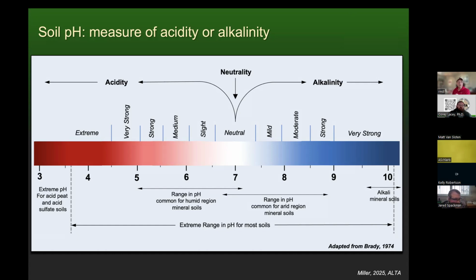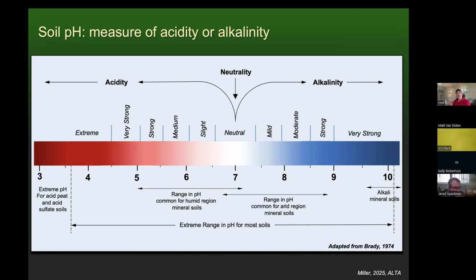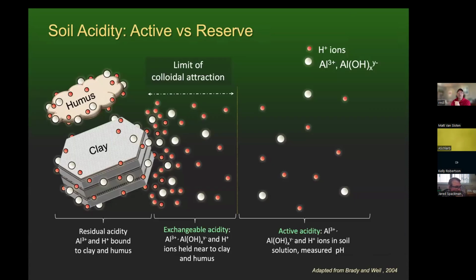Obviously we want to maintain soils at a pH that's optimum for plant growth, and that's generally in that 6 to 6.5, unless you're growing blueberries. Soil acidity is composed of 2 primary components. There's active acidity, which is that in the soil solution, and there's reserve acidity that's associated with clay minerals.